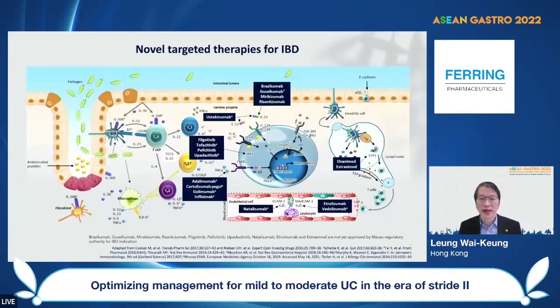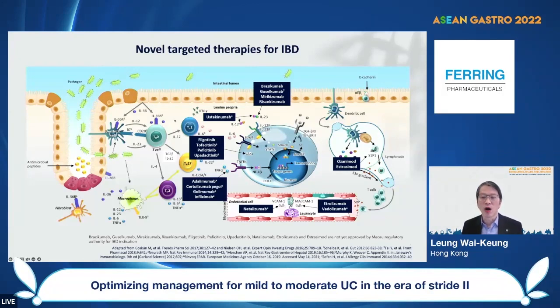Now we have so many biologics available, apart from anti-TNF that we have used for more than 20 years. We also have vedolizumab, which is a very gut-selective, very safe biologic. And we also have ustekinumab, which targets interleukin-12 and 23, proven to be useful also in ulcerative colitis, with newer generations that are more specific to interleukin-23.